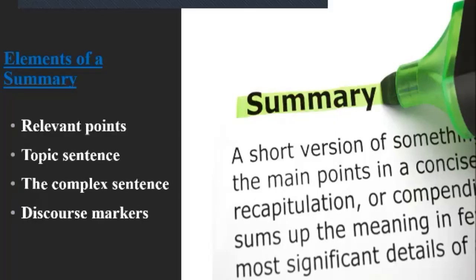Now, there are four elements that make up a summary, and if we gain mastery of these four elements, then we are good to go as far as summary writing within the context of the IGCSE is concerned. What are those four items? The first is relevant points. Your summary response will not make sense within the context of the IGCSE, and even anywhere in the world, if it does not contain the points that an examiner considers relevant to the question.